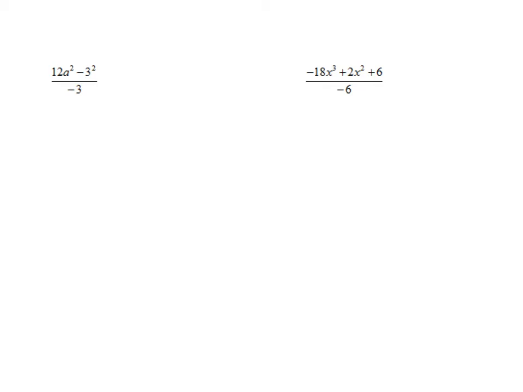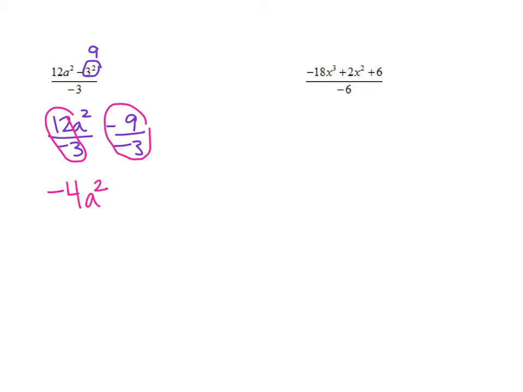Alright, so we're just doing the same thing here. If there's any simplifying you can do before breaking apart your fraction, it might be a good idea. One thing I noticed is we have a 3 squared. Well, we know what 3 squared is. That's 9. So now we're going to rewrite this. 12a squared over -3 minus 9 over -3. Alright, when we simplify this, 12 divided by -3 is -4a squared. And then here we have a -9 divided by -3. That turns out to be a +3. We've got the variable in the first term, so that looks like a good answer.